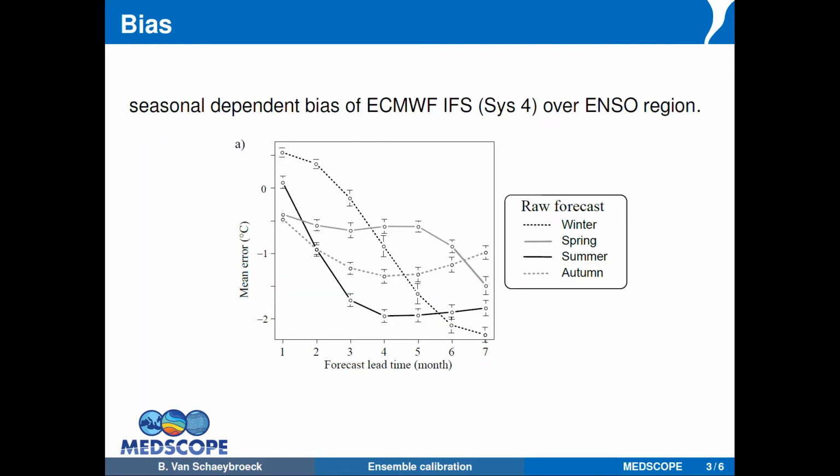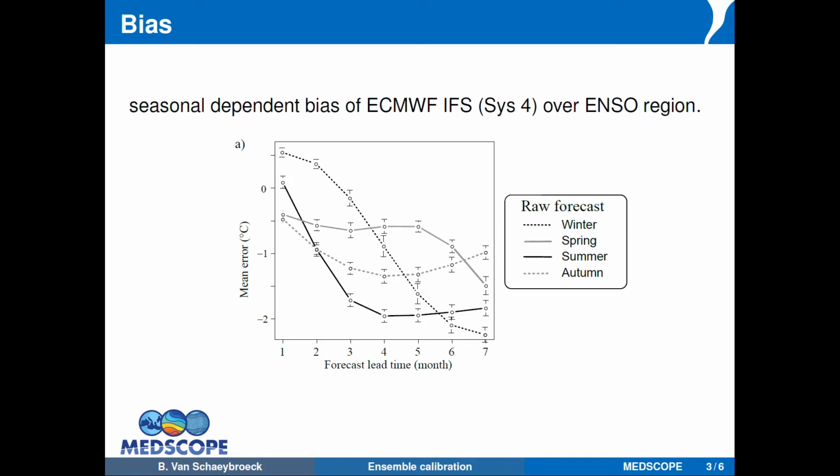Now, in practice, models have this bias, and it depends also on when the model was initialized. You can see, for instance, for the ECMWF system 4, this is the bias for different initialization periods. Now, how is the bias correction done in practice? We look at the observations and the forecast of the past, and we compare them, and we want to learn how the model was wrong, and then we want to correct that for a future forecast.